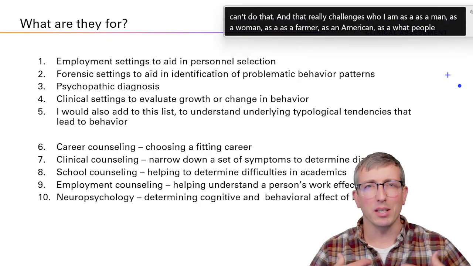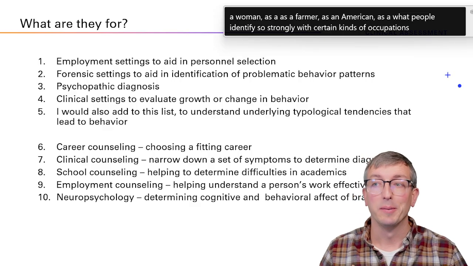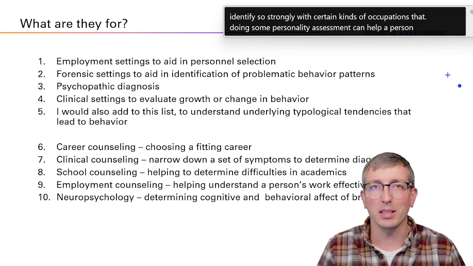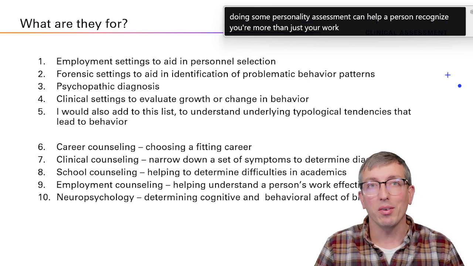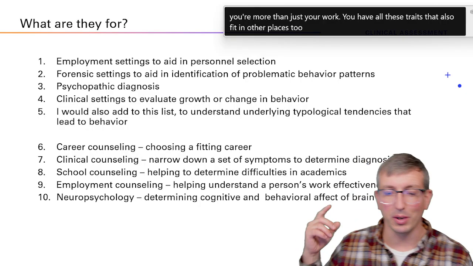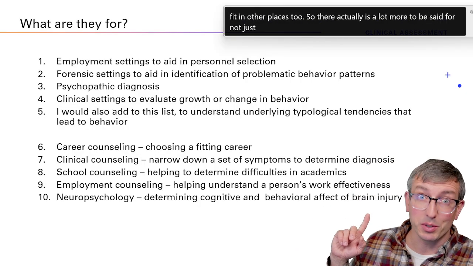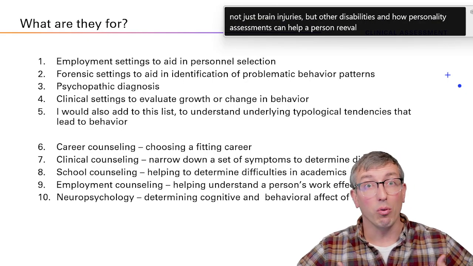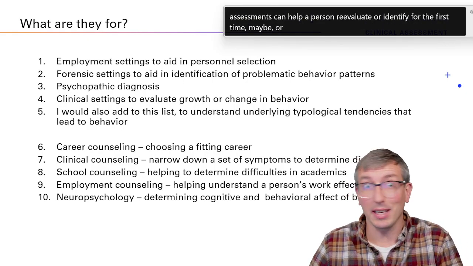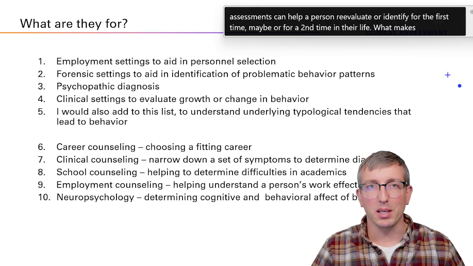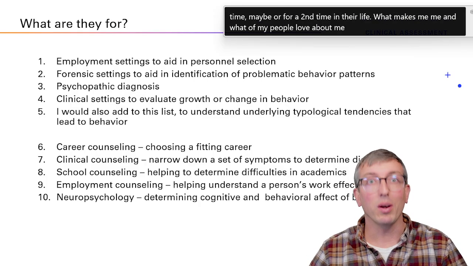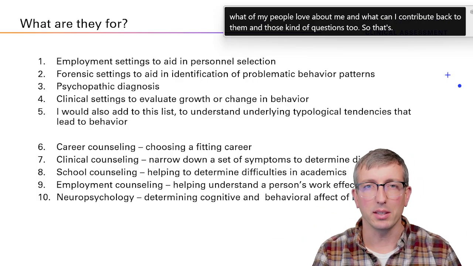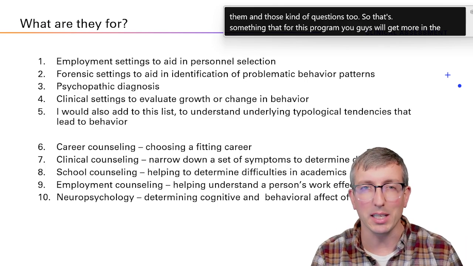what people identify so strongly with certain kinds of occupations that doing some personality assessment can help a person recognize you're more than just your work. You have all these traits that also fit in other places too. So there actually is a lot more to be said for not just brain injuries, but other disabilities and how personality assessments can help a person reevaluate or identify for the first time, maybe, or for a second time in their life, what makes me me and what do my people love about me and what can I contribute back to them and those kind of questions too. So that's something that for this program, you guys will get more in the career class probably with Ola.